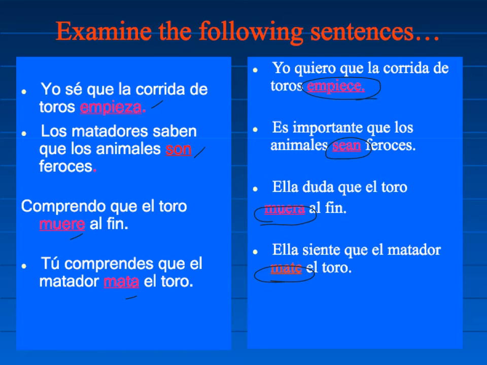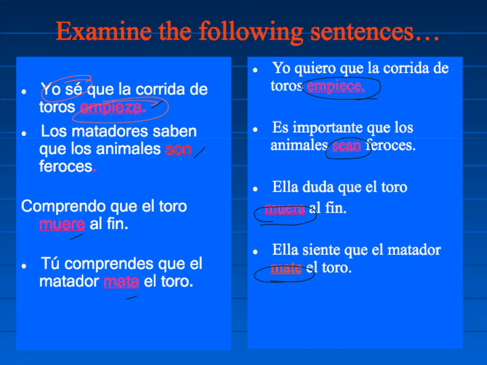So looking at the pairs of sentences, if I look at the ones on the left, something like yo sé que la corrida de toros empieza. It's a compound sentence. It does have 2 parts to it, or 2 verbs. You can see in the first part of the sentence, the verb saber, second part of the sentence using empezar, and so putting the 2 pieces together.